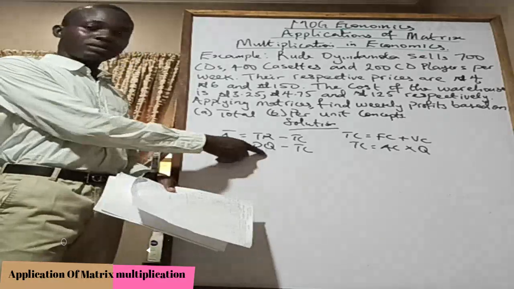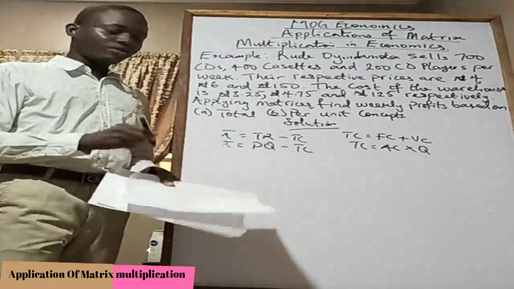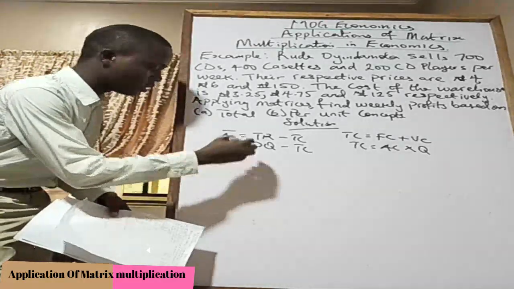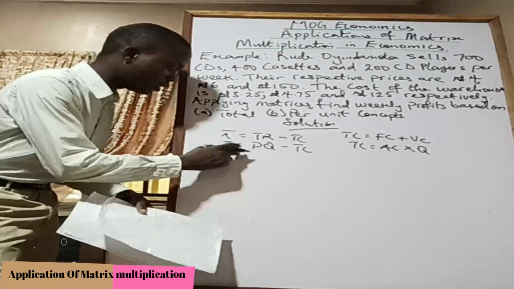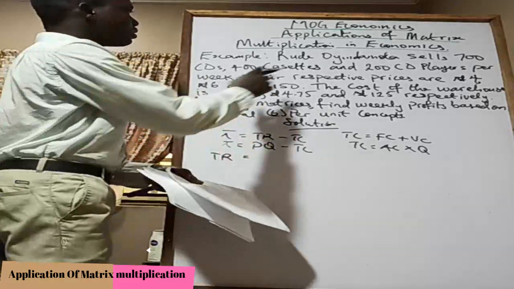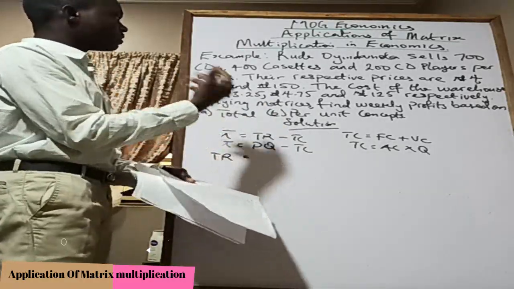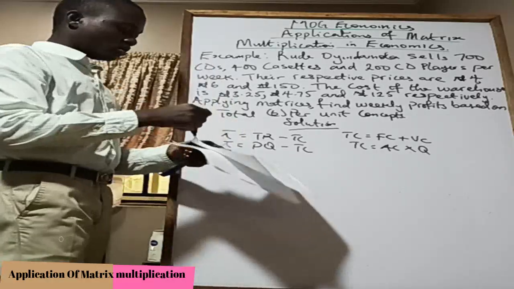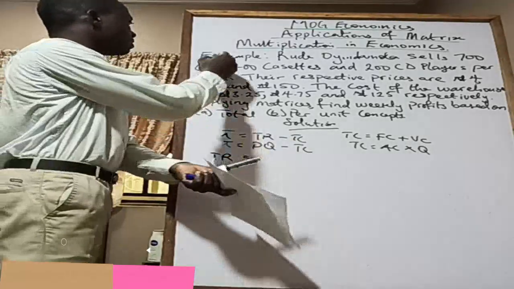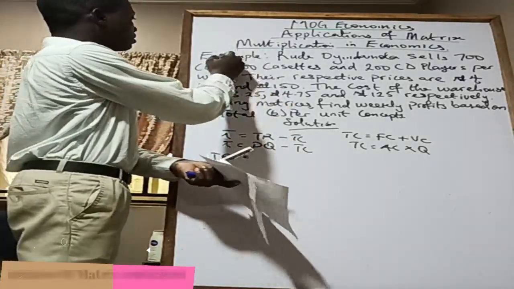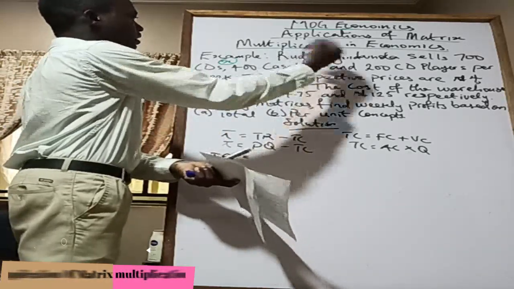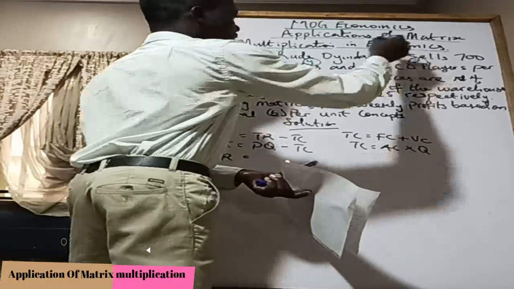I said it is P times Q, right? So in matrix form, since we are looking at three products, the TR is going to be equal to what do we have? The first one is CDs, then cassettes, and then CD players. So let me just call CD X, then cassettes will be Y, and then CD players is going to be Z. Right, so X, Y, Z.